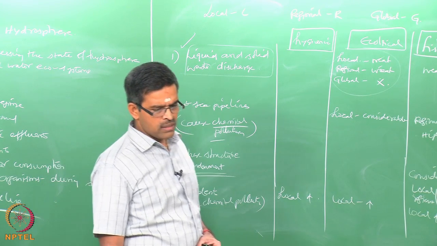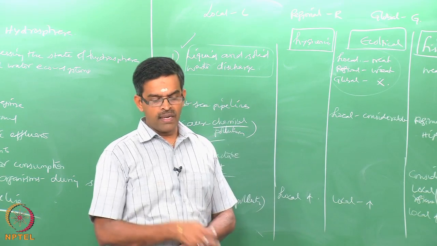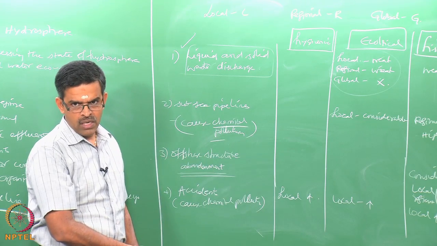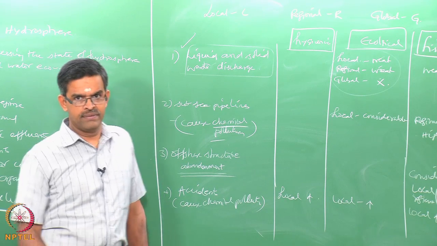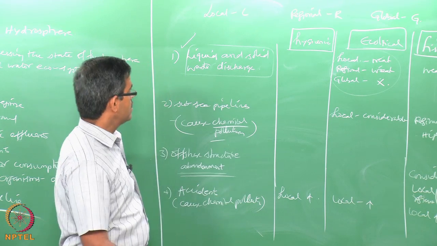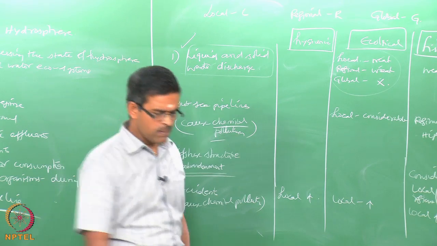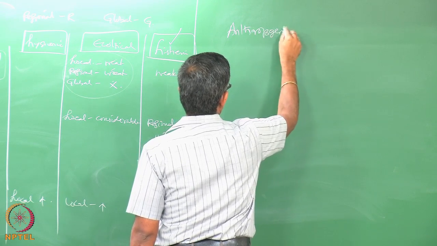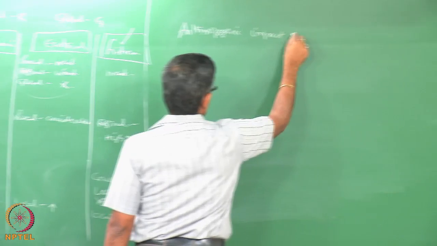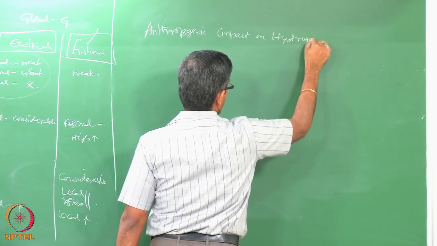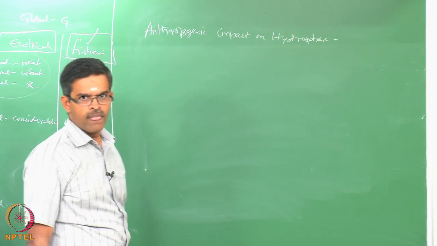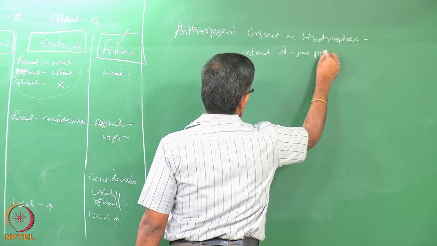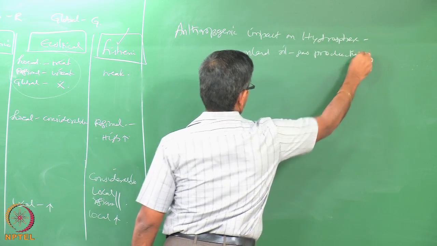If you now consider the anthropogenic impact on hydrosphere by land oil and gas production, so far we have been seeing the offshore part of it. If we really wanted to see what is the effect of the land oil and gas production system, the anthropogenic impact on hydrosphere caused by on land oil and gas production system. The earlier one what we saw was the offshore production system.